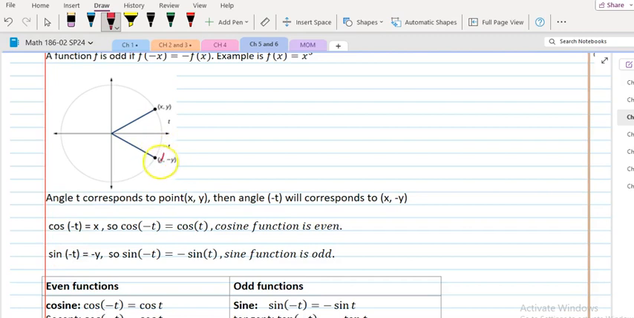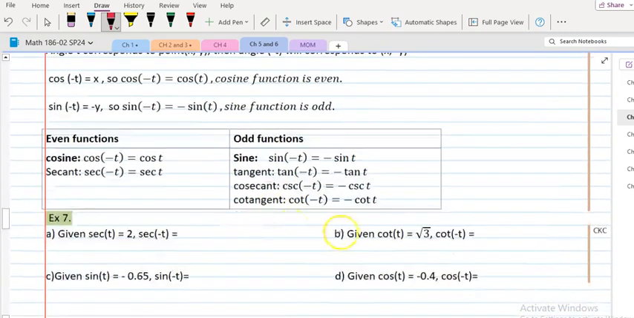What about sine of negative t? It is negative y, so it equals the negative of sine t. The sine function is odd. Just remember this: if I input negative t into cosine, I can just say it's cosine t. If I input negative t into sine, I move the negative outside and it becomes negative sine t.